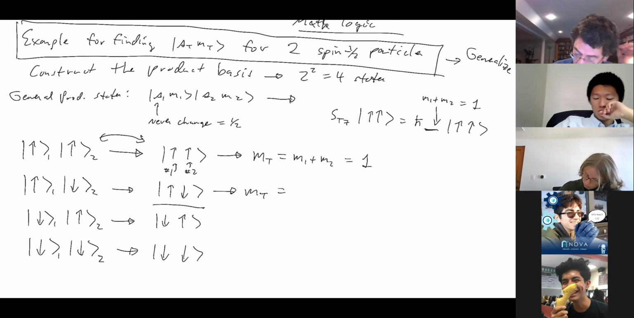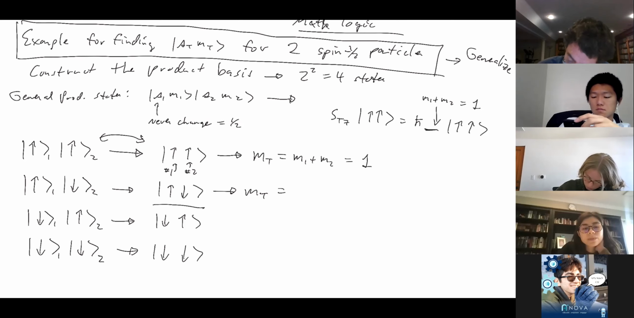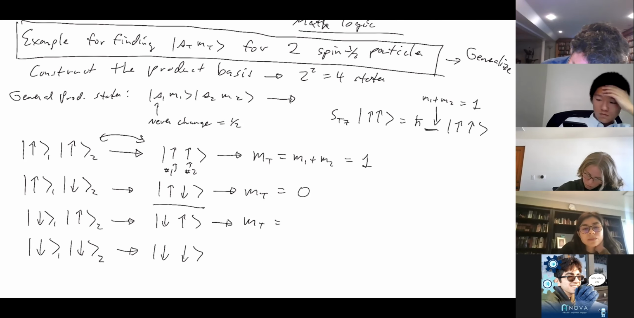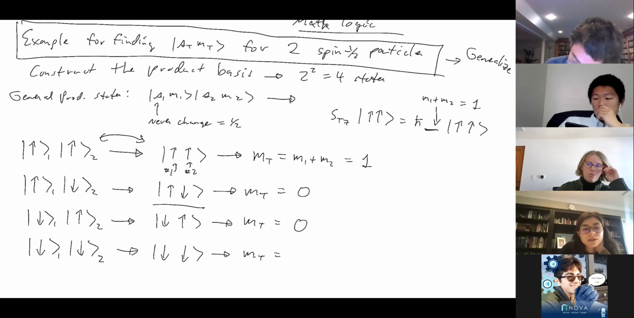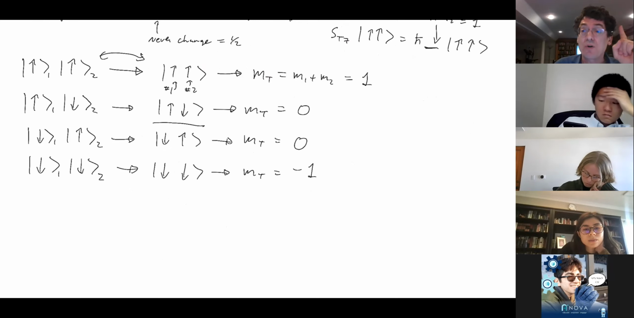M1 minus M2. Say it again, please. I didn't hear. What's M total for this state? 0. Exactly. What's M total for this state? It's also 0. Good, thank you. And what's M total for this last one? -1. Exactly. Good. Okay, so I have 4 states, and I know their M total, and they are all eigenstates of M total. Yay, that's good.